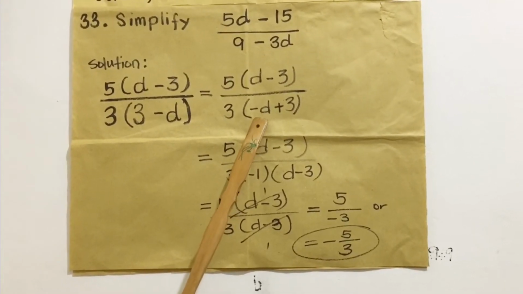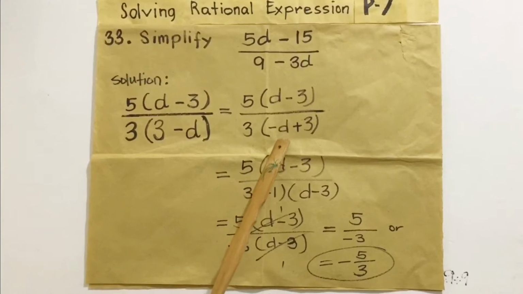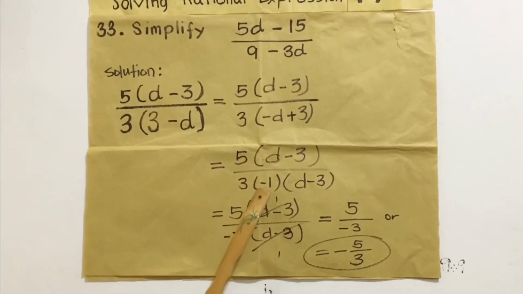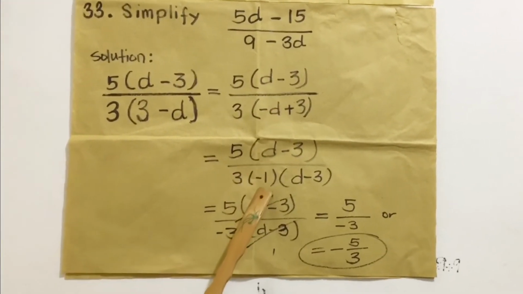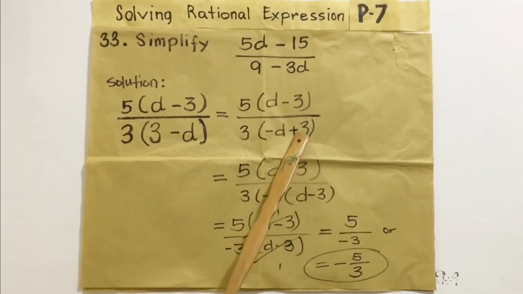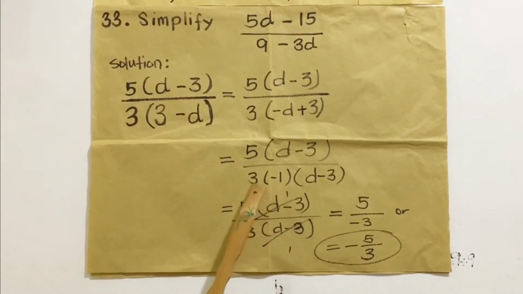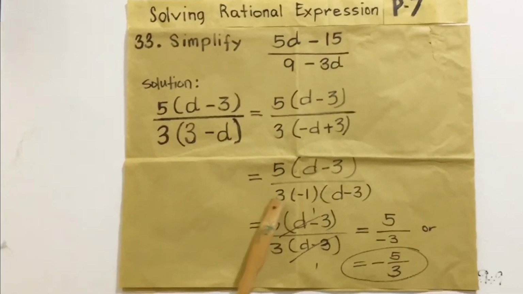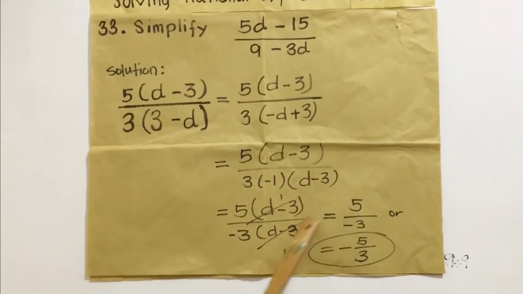So we have to factor this, and remember, negative d has a silent 1 here, so we're going to split. That's why negative 1 here. Then we're going to divide that. Negative d divided by negative 1 equals d, and positive 3 divided by negative 1 equals negative 3. So this time we're going to simplify again, copy the numerator, and this one, 3 times negative 1 equals negative 3, and copy the negative 3.